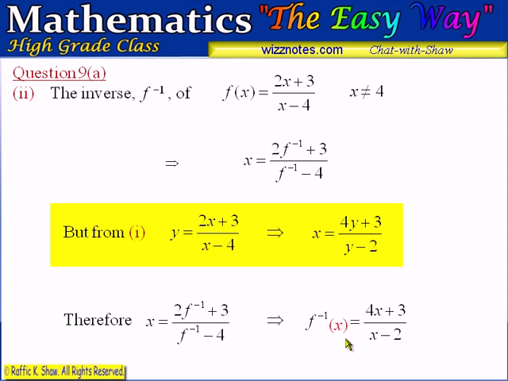Right? So f to the minus 1 of x is equal to 4x plus 3 divided by x minus 2. And that's the inverse of f of x. Inverse of f of x is f to the minus 1 of x. And that's the answer for that part. Now let's move down to part 3.